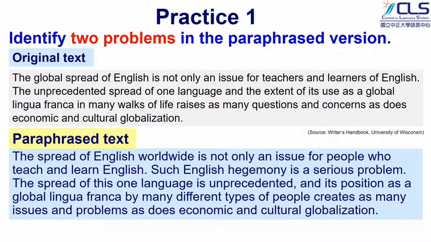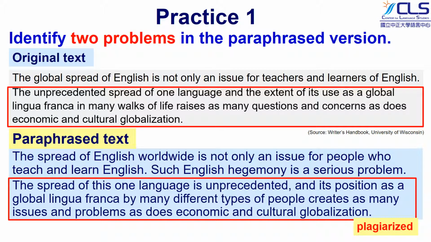For the first practice, let's read the source and the paraphrased version. What are the two problems with the paraphrase? For one thing, it uses the word problem to replace issue, which creates a biased interpretation of the original text. Another problem is that the paraphrased version may be considered plagiarized because the wording is too similar to the original.